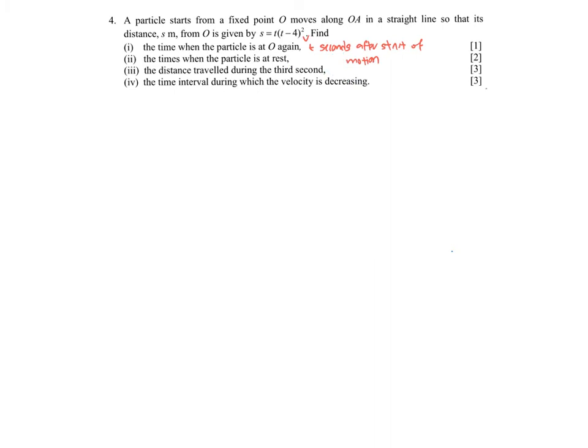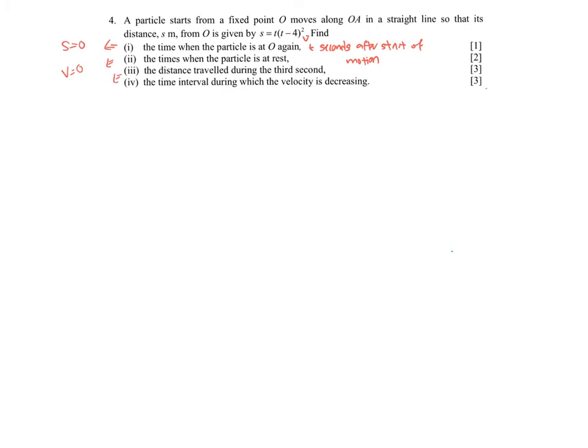A particle starts from a fixed point O along a straight line, and you are given the displacement function here. Let's read through part 1 to part 4. Part 1 asks about when the particle is at O again, so we will need to find the time where the displacement is equal to 0. For part 2, you are supposed to find the times when the particle is at rest. What do you understand by at rest? Yep, that means our velocity is equal to 0. For part 3 and part 4, we will do them in a while.